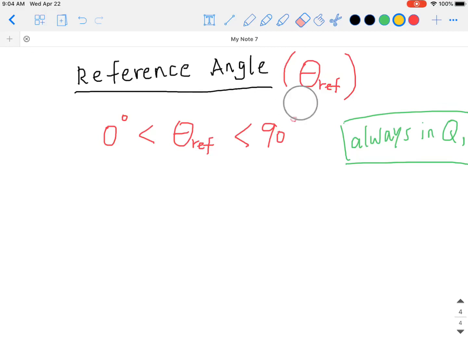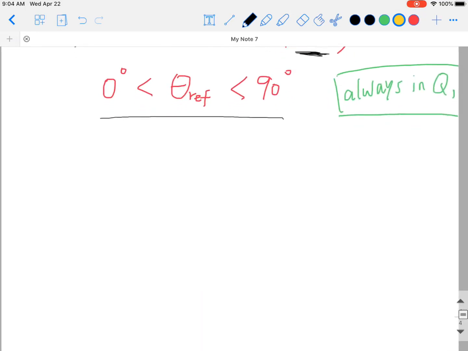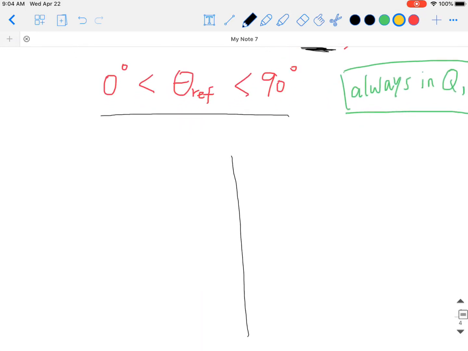Reference angle, the symbol is called reference angle. The symbol of this is theta ref. And theta ref, the reference angle, is always greater than 0 and less than 90, which means it's always in quadrant 1. And let's talk a little bit about quadrants.